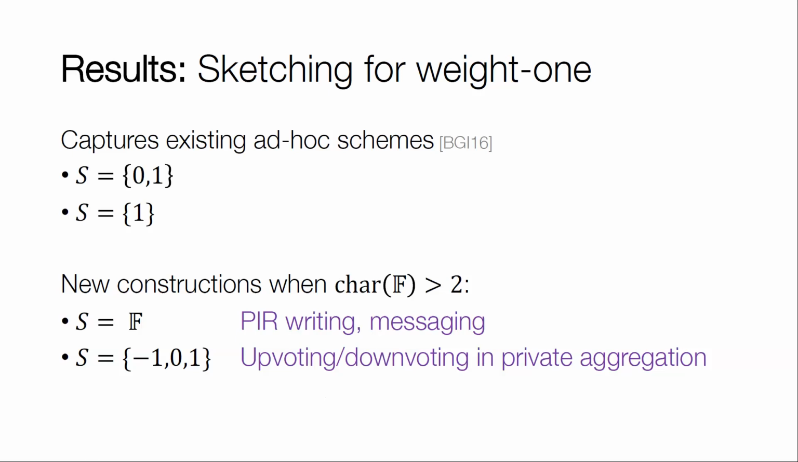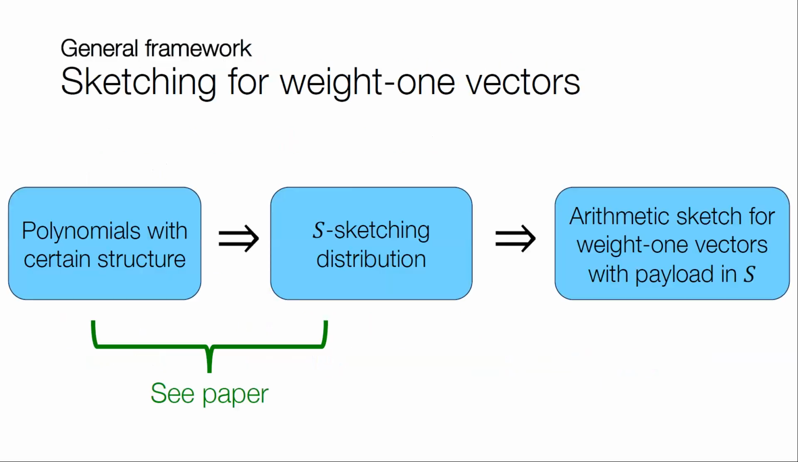So we use this framework to construct sketching schemes for some new languages and also unify existing constructions. There are some really clever constructions from the CGI 16 paper for these two sets, which fall into this framework. And then we give some new ones. In fact, the first constructions where the payload is unconstrained, and also for these uploading, downloading applications using this idea. So that's the second part of constructing arithmetic sketching schemes for weight one vectors. And again, for the first part, I'll refer you to the paper.